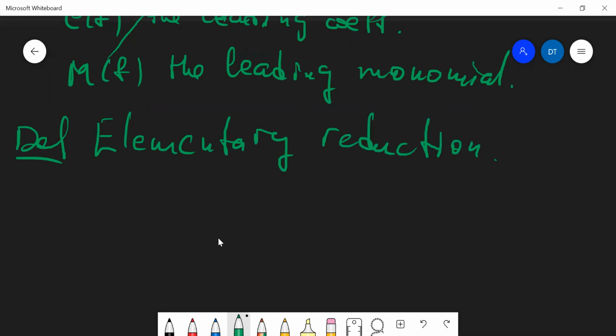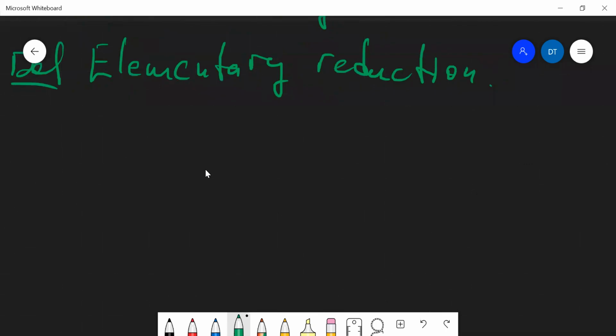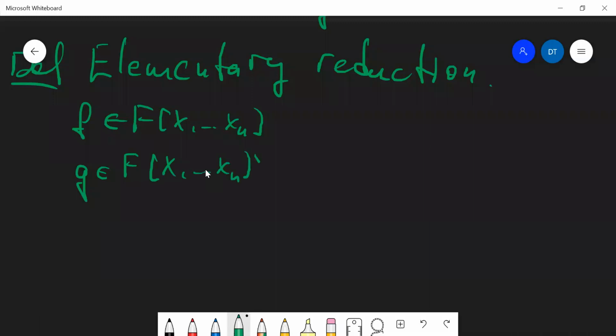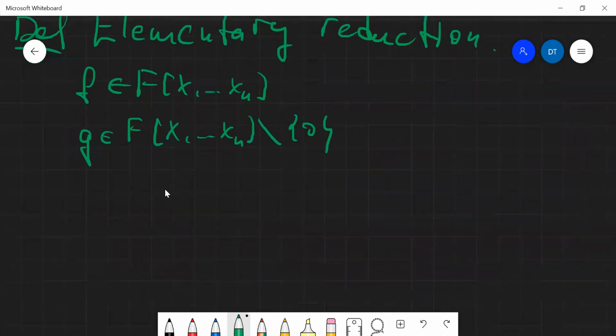So what is an elementary reduction? We're given a polynomial f, and we're given a non-zero polynomial g. The second one must be non-zero. Why? Because we want to have a leading term in g.